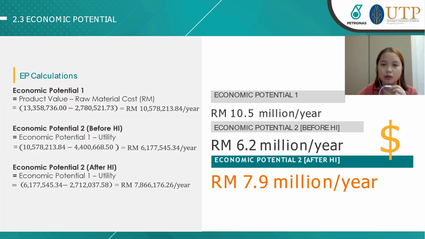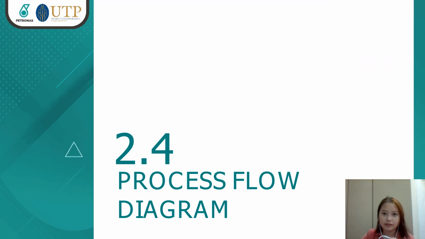And here's the manual calculation of the economic potential. EP1, considering only the raw material cost, we got about 10.5 million revenue, while after considering the annual utilities, the revenue of EP2 is about 6.2 million per year before heat integration, and after heat integration, we can reduce the usage of utility by adding 3 heat exchangers in the plant, and now we have an estimated revenue of 7.9 million ringgit per year. And that is all for economic potential. My friend Jared will explain the next part, which is the process flow diagram.